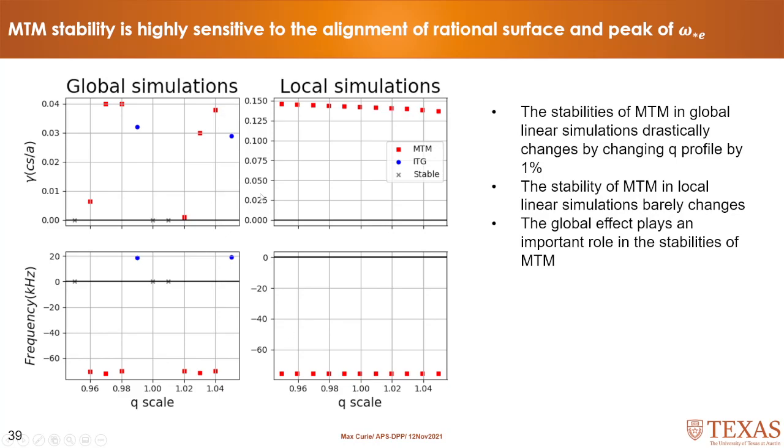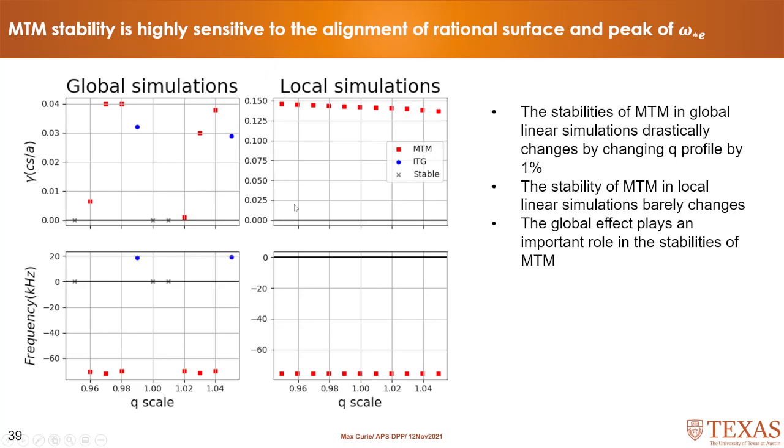On the left-hand side, we did a global linear simulation with a varying Q profile from -5% to +5%, and the right-hand side is the local linear simulation for the same scan. As you can see, the global linear simulation changes the stability of MTM from stable to unstable with a change of 1%, marked as the red dots, while the local linear simulation doesn't seem to be bothered by such a change.